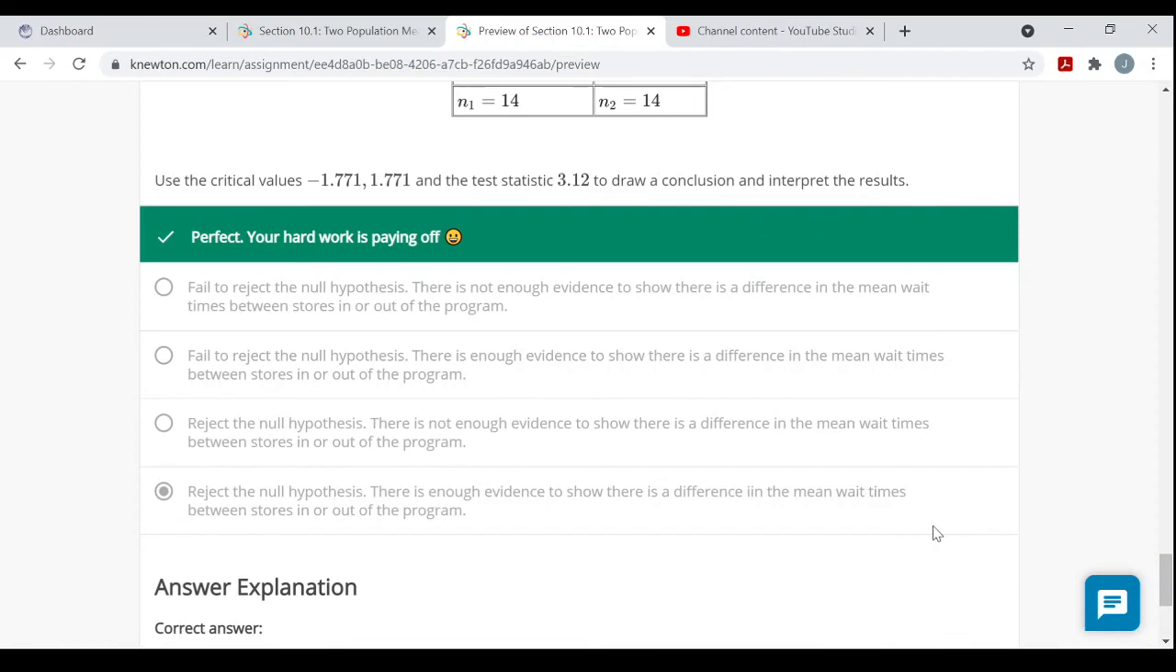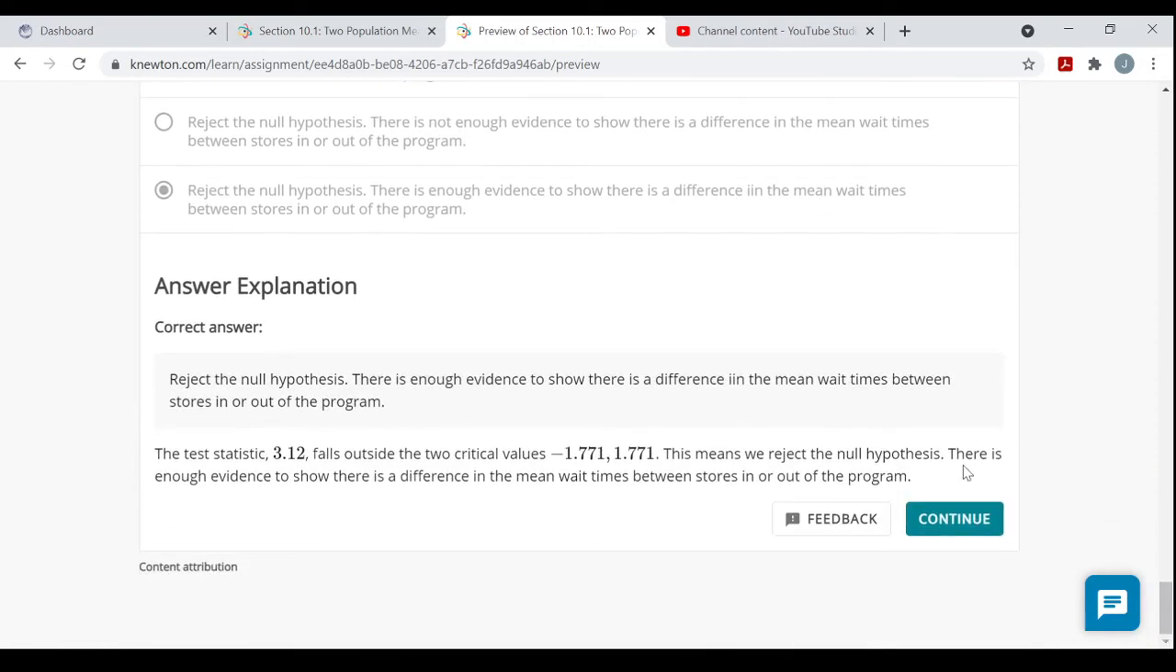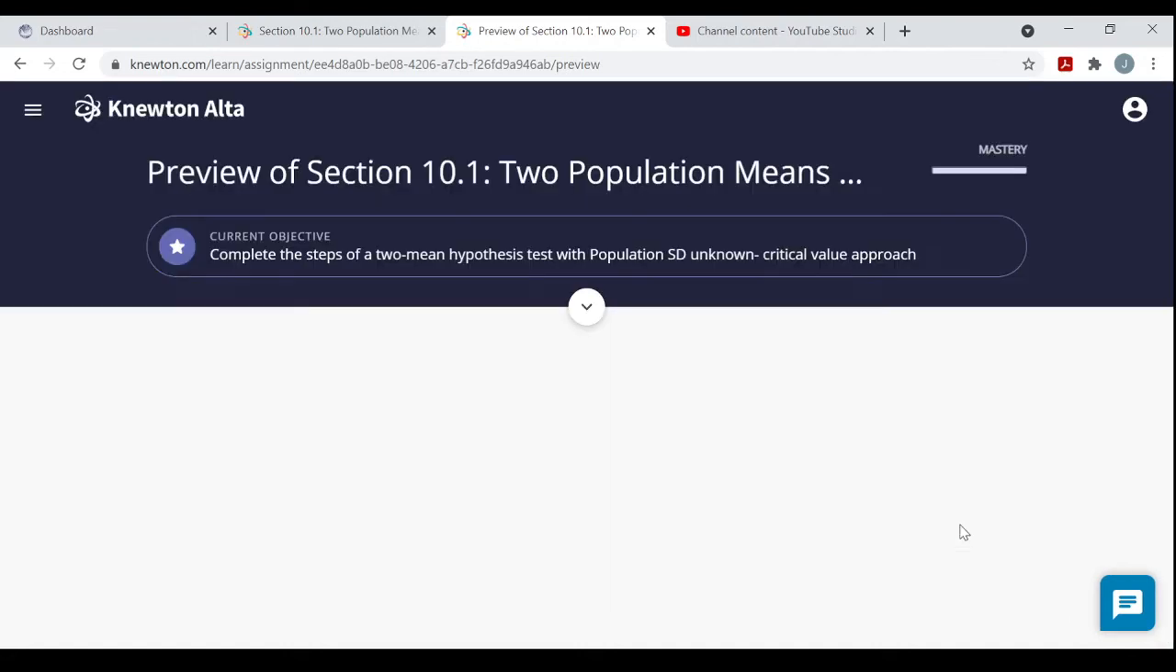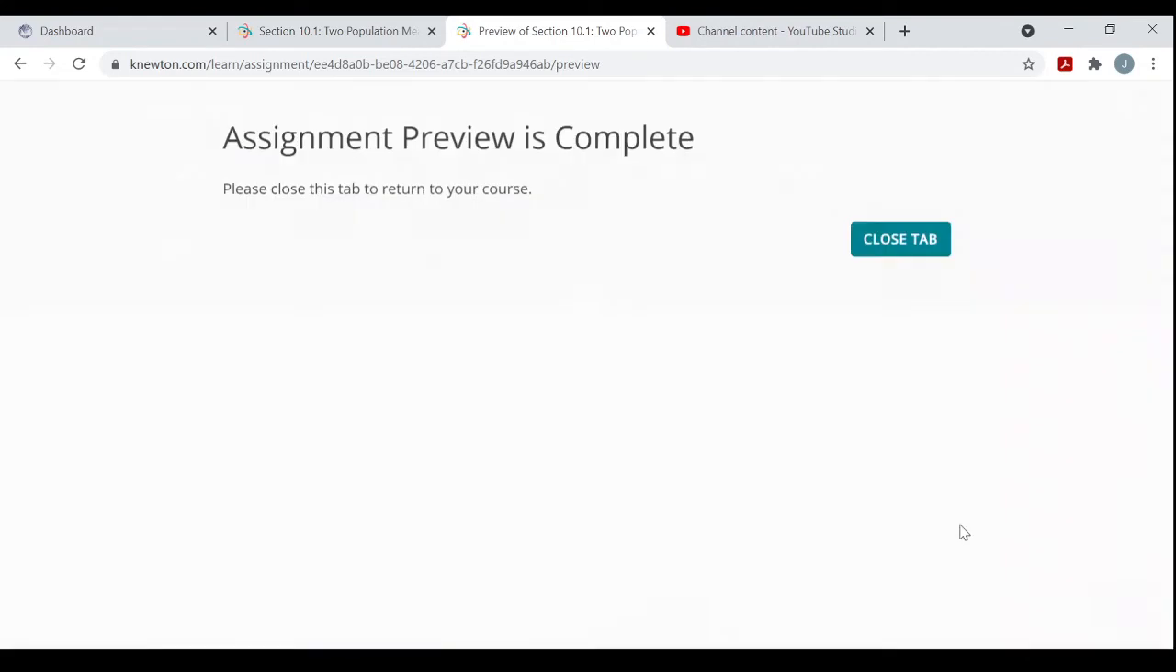And we're done. Okay, that is the end. Once you've reached a conclusion about the original claim, you're finished with your hypothesis test. And I believe that's the end of the problem. And I also think, based on how many questions were asked, that's the end of the objective. Yes, so the objective is complete.